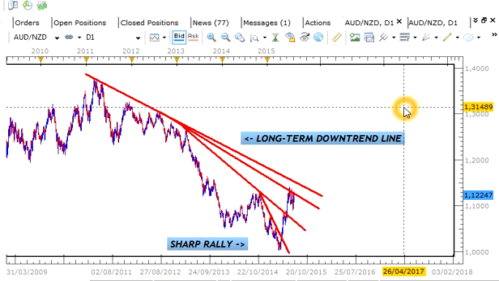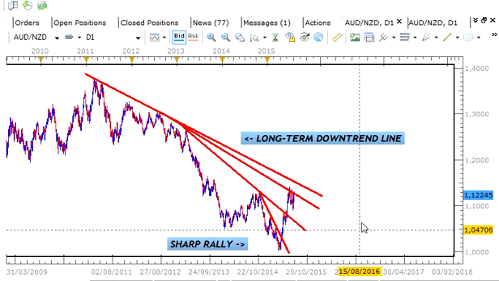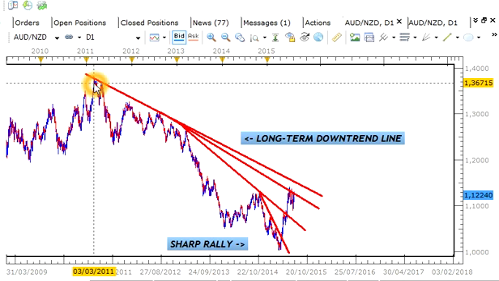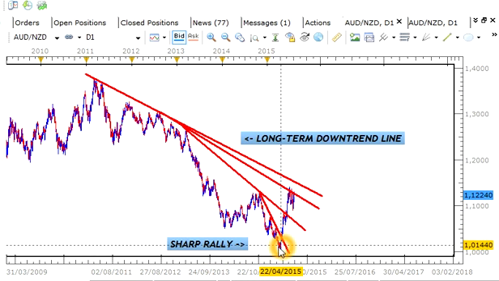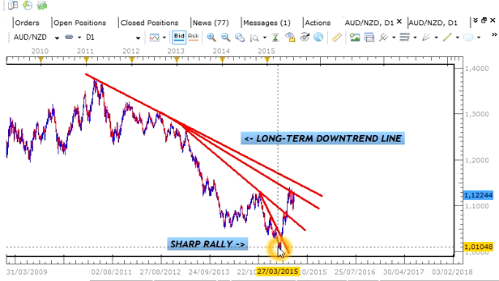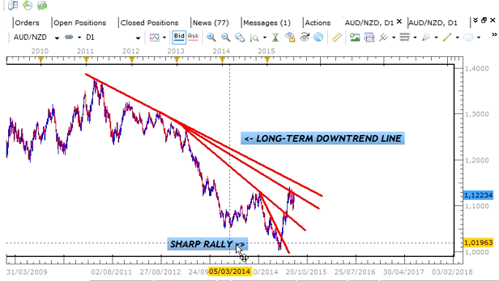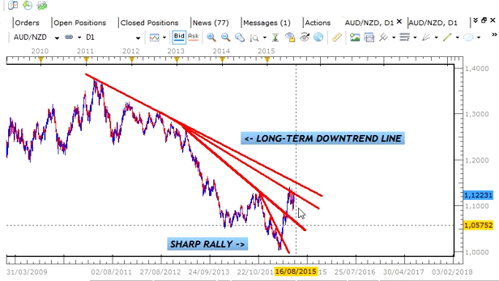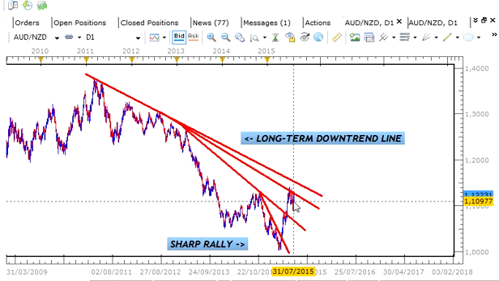Now taking a look as we normally do on the daily chart, we can see that the overall picture has been a very strong downtrend that has been in place since 2011. Since 2015, early this year in fact, we started to see a reversal in the form of this sharp bullish rally that took us above these three inner downtrend lines.